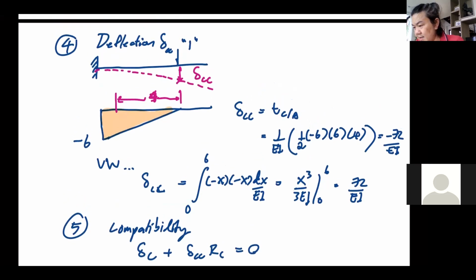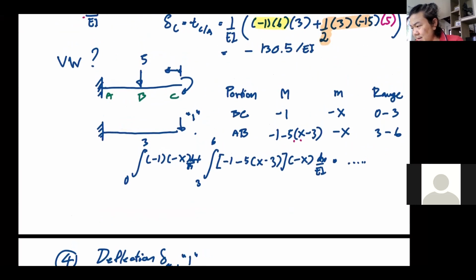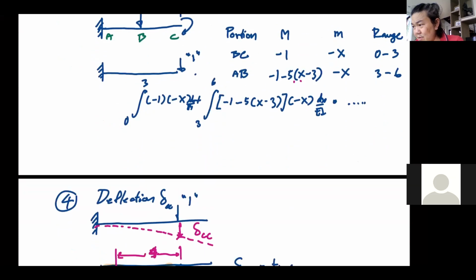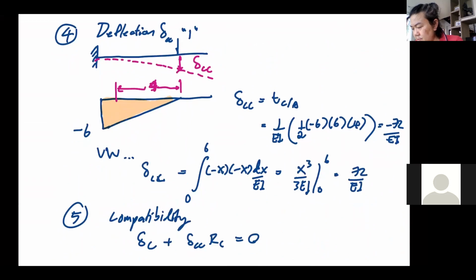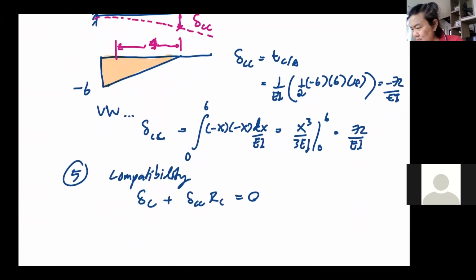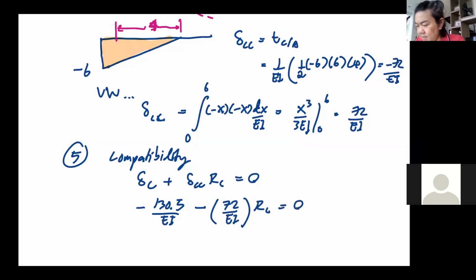So simple enough, for the numbers that I used with the moment area method, both values are negative. The iPad is going berserk and it doesn't seem like a good idea to restart everything now. So minus 130.5 over EI minus this number, because it's negative, 72 over EI, multiplied by RC, is equal to 0.